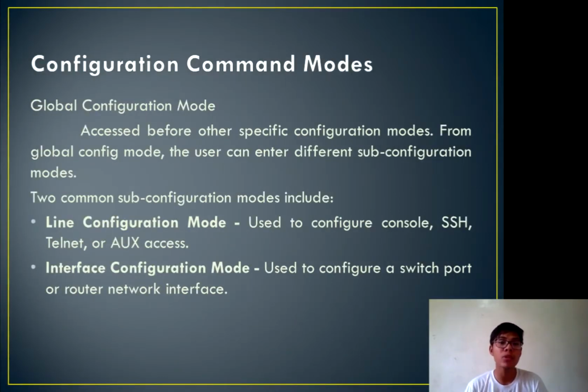Configuration command modes. Global configuration mode is accessed before other specific configuration modes. From global config mode, the user can enter different sub-configuration modes. Common sub-configuration modes include line configuration mode, used to configure console, SSH, Telnet, or AUX access, and interface configuration mode, used to configure a switch port or router network interface.